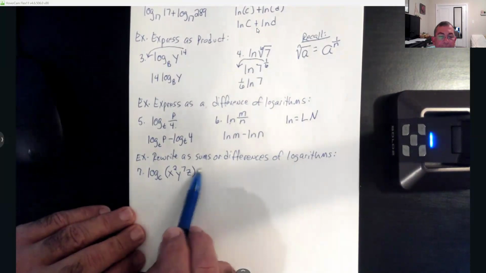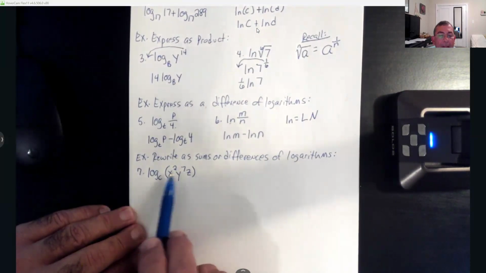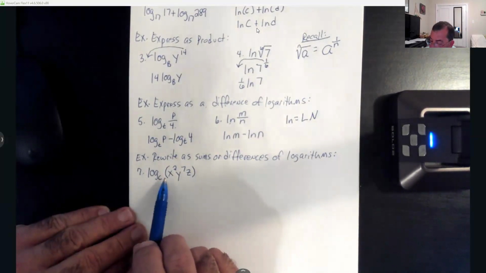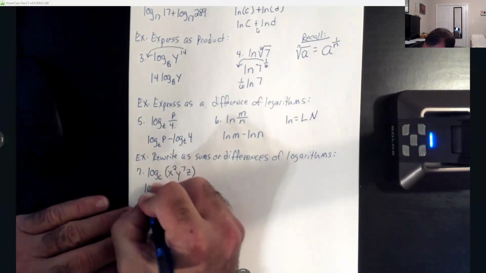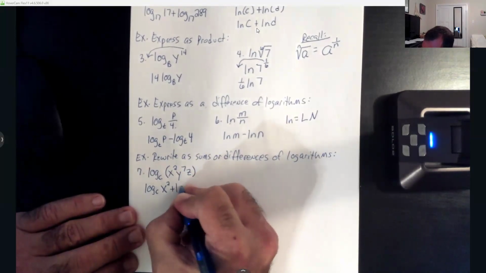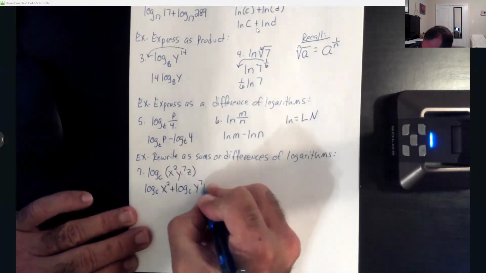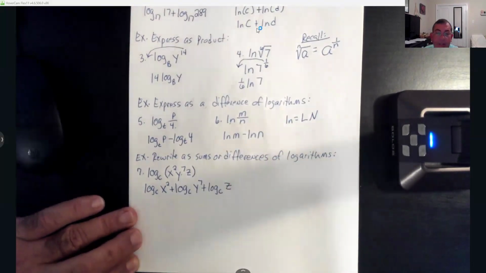All right, I got parentheses, but there's no exponents out here, so I don't have to do anything with that. So all these are being multiplied right off the bat. So since they're being multiplied, we're going to start out by writing them as a sum. Then we're going to distribute log C to all three factors. So I'm going to get a log C of x squared plus my log C of y to the seventh plus my log C of z.